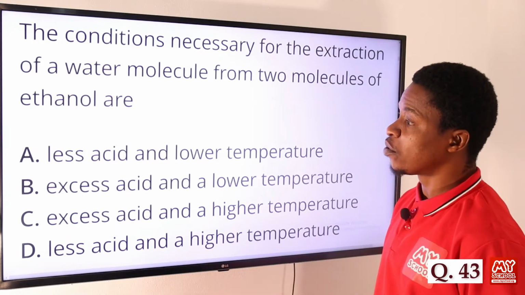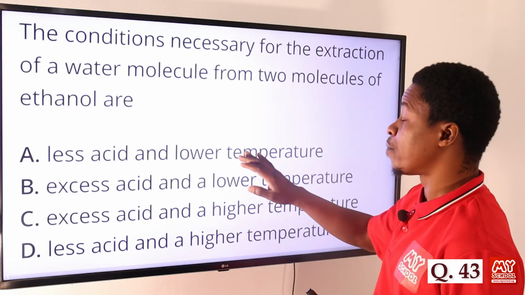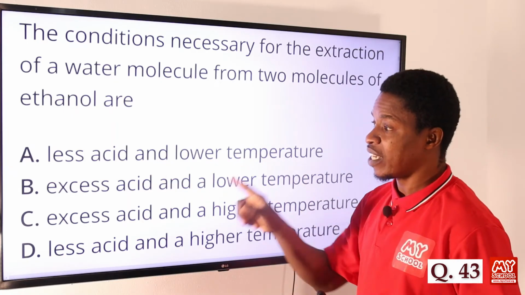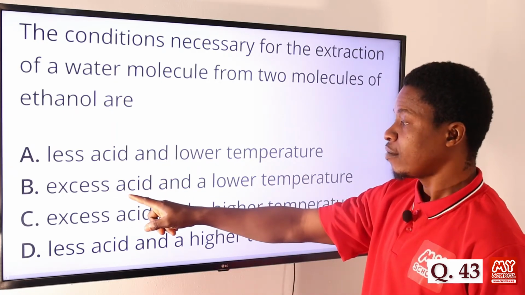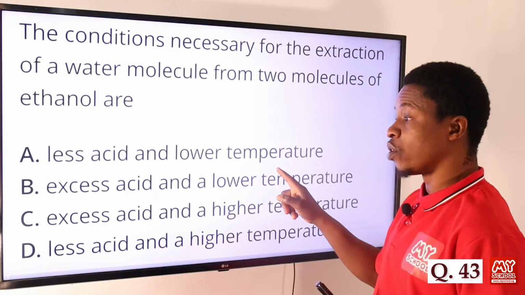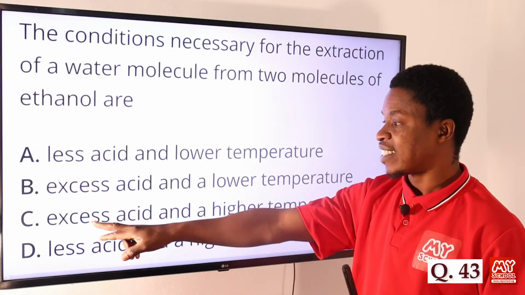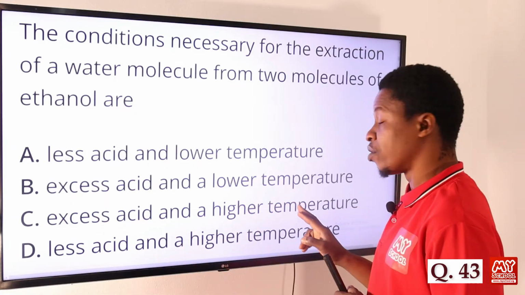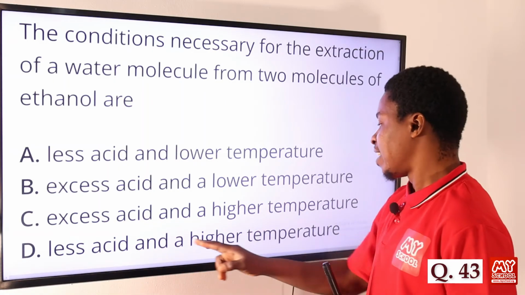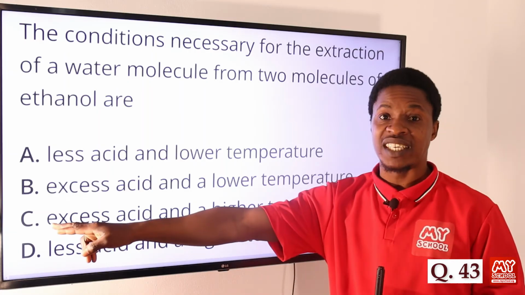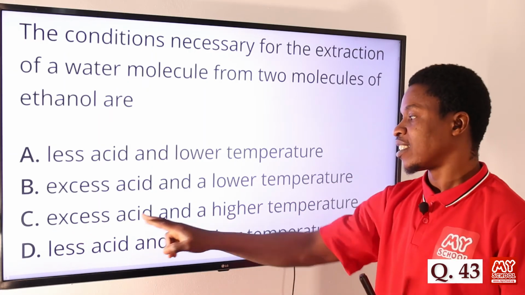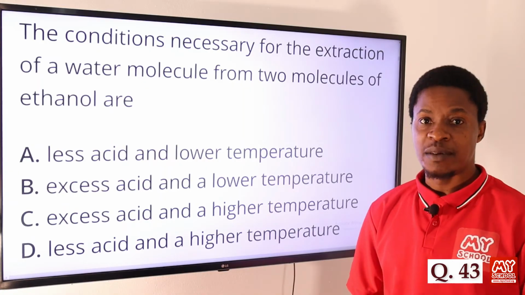So with that, option A is less acid and lower temperature. No, that is not correct. Excess acid, yes, and a lower temperature, no, it is not a lower temperature because the temperature is quite high. Excess acid and a higher temperature, yes. Less acid and a higher temperature, no. Option C is the correct answer: excess acid and a higher temperature.